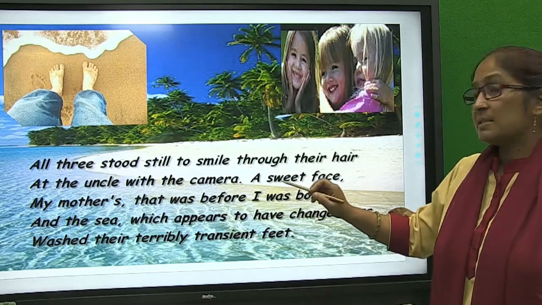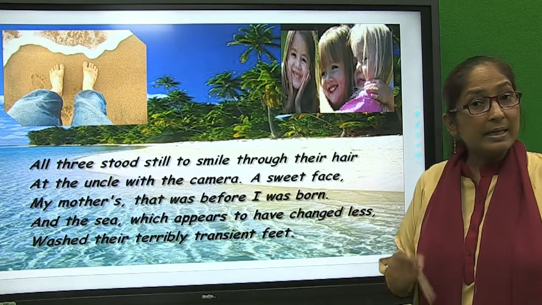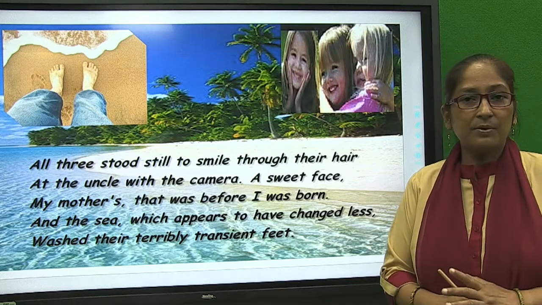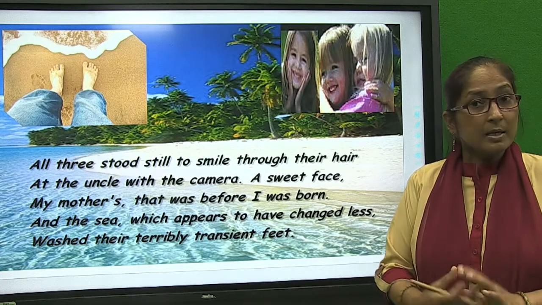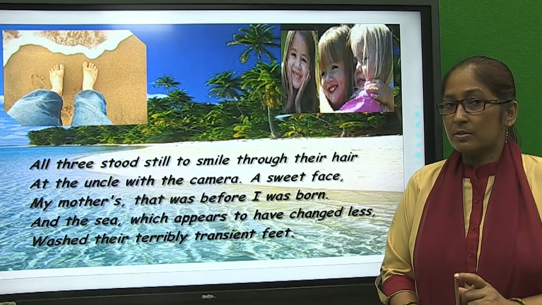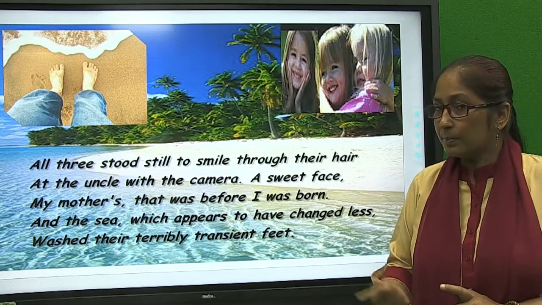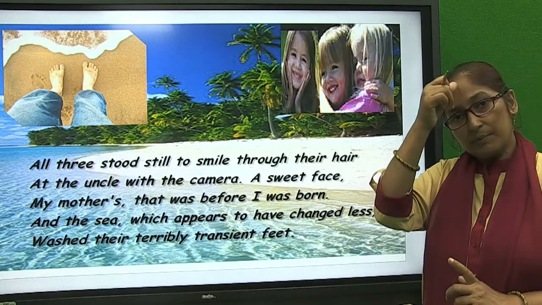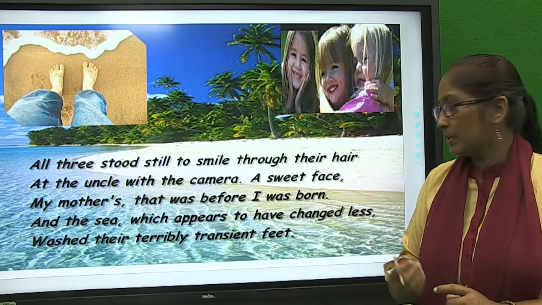So a sweet face, my mother's. That was before I was born. And in that photograph, the poet remembered that the face of her mother was looking very sweet and innocent. Why was she looking so sweet and innocent? Because this photograph was taken before the marriage of the poet's mother, before the birth of the poet. That's why she was a small girl in that photograph, looking very beautiful, cute and sweet.